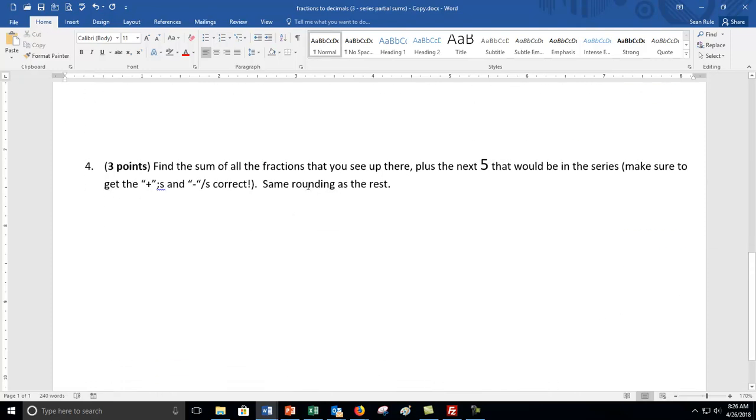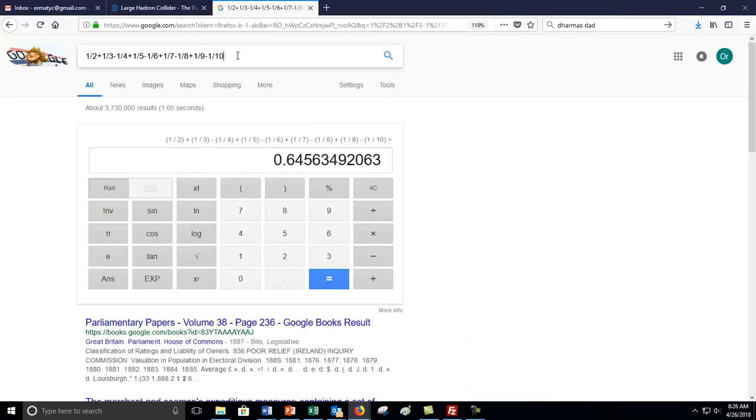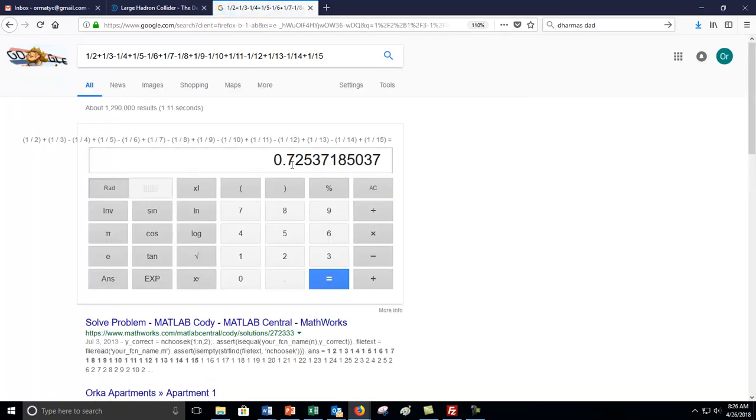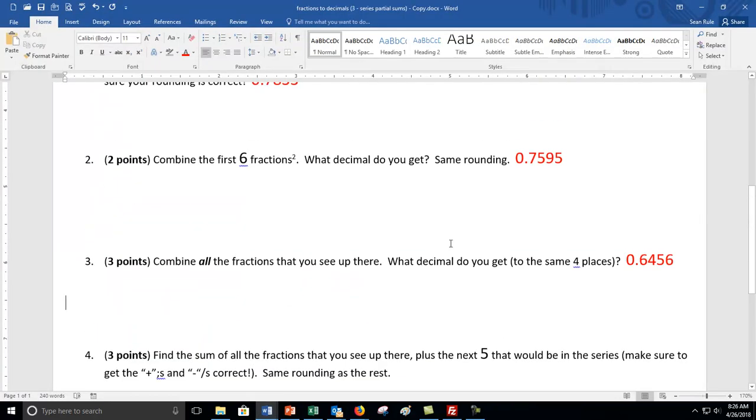All right, and then lastly, I said do that, then throw 5 more on. So we're going to go plus 1/11th, minus 1/12th, plus 1/13th, minus 1/14th, plus 1/15th. All right, and then notice what it does now. Now it goes up. 7,254 10,000ths, 0.7254. Let me write that down. Let's chat a little bit about that.